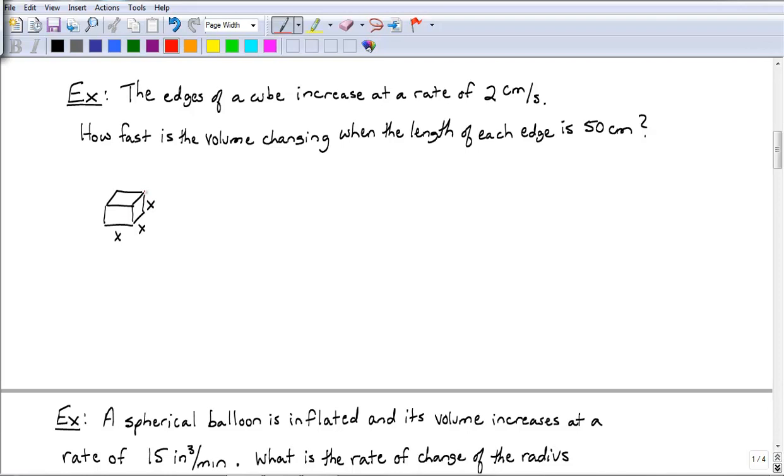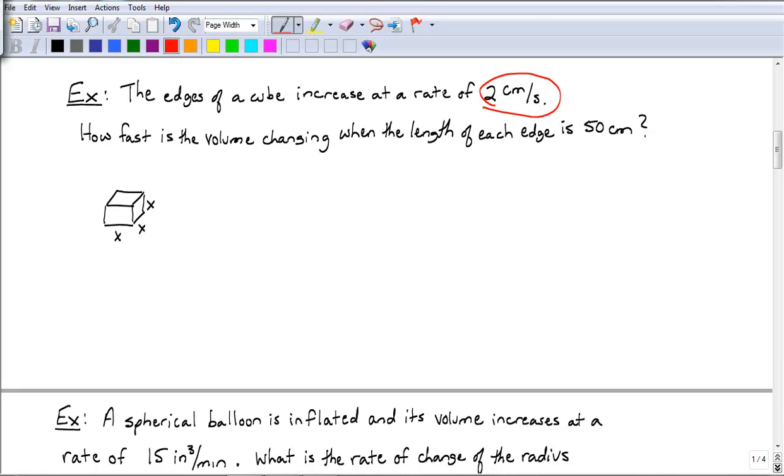We got a cube that's getting bigger at 2 centimeters per second. Each edge is growing that fast. It's like a cubic balloon, maybe. And they want to know how fast the volume changes, and then they tell us how big the edges are when they do that. So we need to figure out the rate. And the rate here can be found by the units. Centimeters per second. That's a rate that has to do with the change in distance over time.